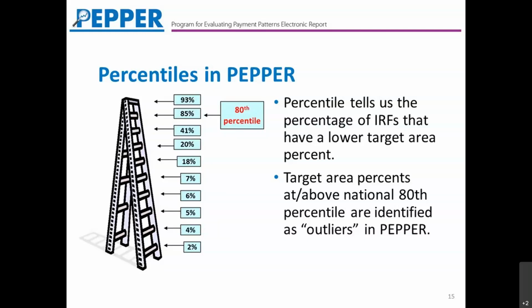I'm going to go to the sample PEPR now so we can see in an actual document how all of this data is presented.